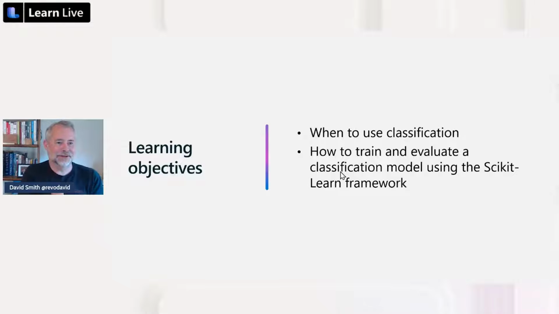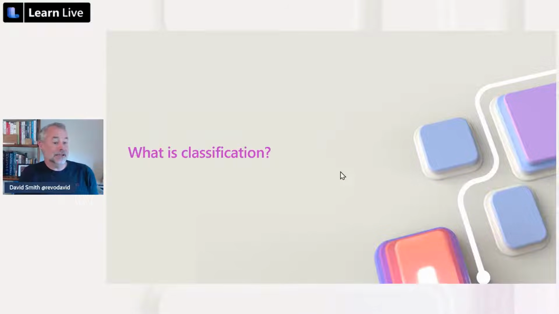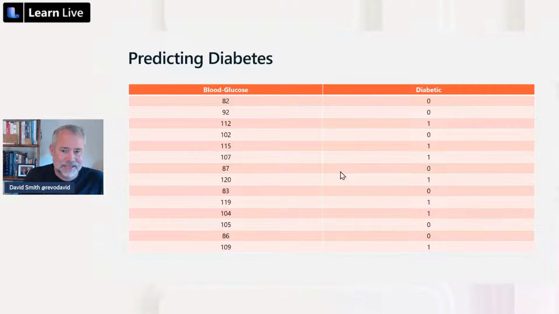Well, while Ruth is figuring out how to get off of mute, just once again, we're going to learn how to use classification and use that to train and evaluate classification models in the Scikit-Learn framework. So with that, why don't I give a little bit of an introduction into what classification actually is? And here is a little example that's going to help us motivate that.